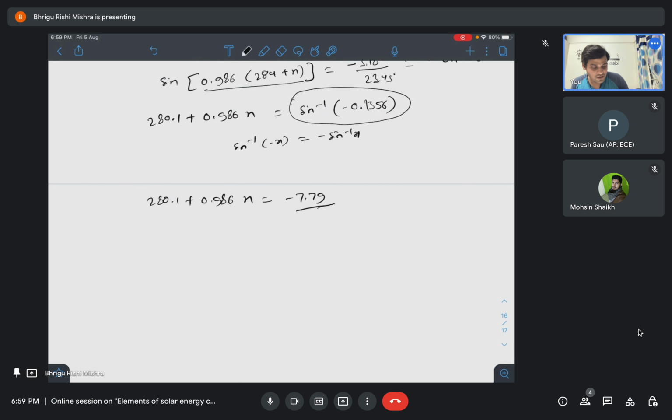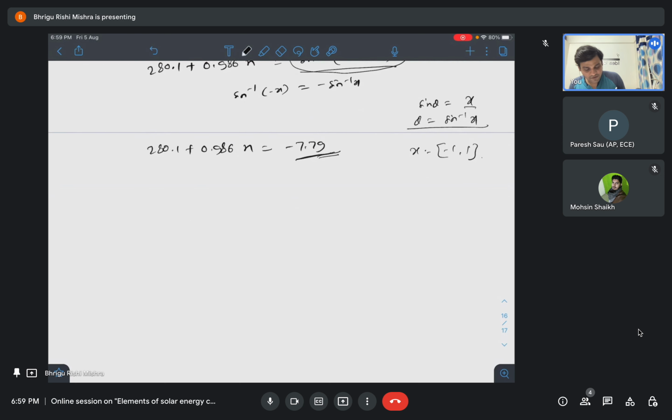Inside is the range. So it's sine theta equals, for example, some x, so theta is sine inverse x. Here x has the range of minus 1 to 1, but theta is periodic and can have any range, minus 180 to plus 180 or 0 to 180. So this value is theta, not the x. That is why it can be greater than 1 or less than minus 1. So this is minus 7.79, the sine inverse of minus 0.1356.